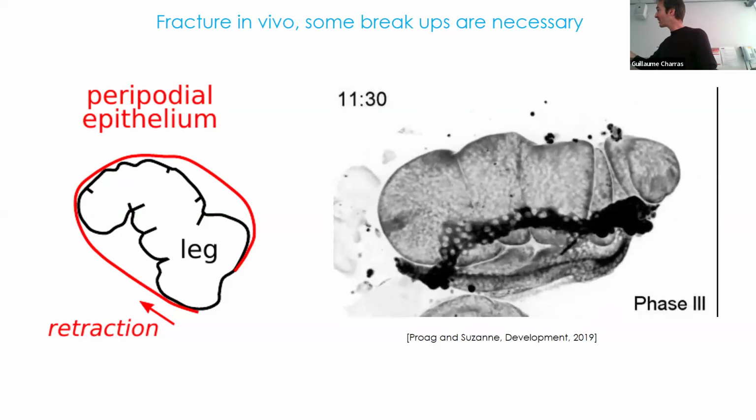And this is something that's actually regulated from the point of view of the peripodial membrane rather than being a purely passive process. But despite the importance for normal physiology and for development, we know relatively little about fracture in epithelia, and that's something that we decided to try and study.